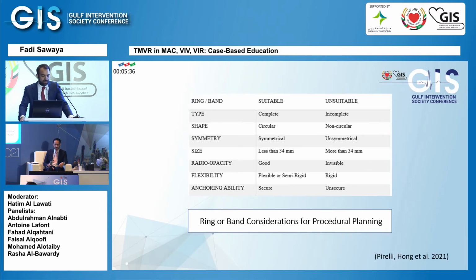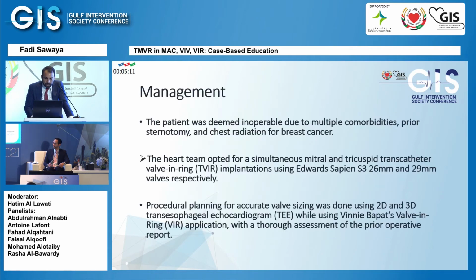A suitable ring is a ring that is complete, circular, symmetrical, size less than 34, has good opacity, and is flexible or semi-rigid, which will lead to a secure anchoring ability. The unsuitable rings are the ones that are incomplete, non-circular, unsymmetrical, big size, invisible, and rigid. Rigid is a no-no for a mitral valve and ring.